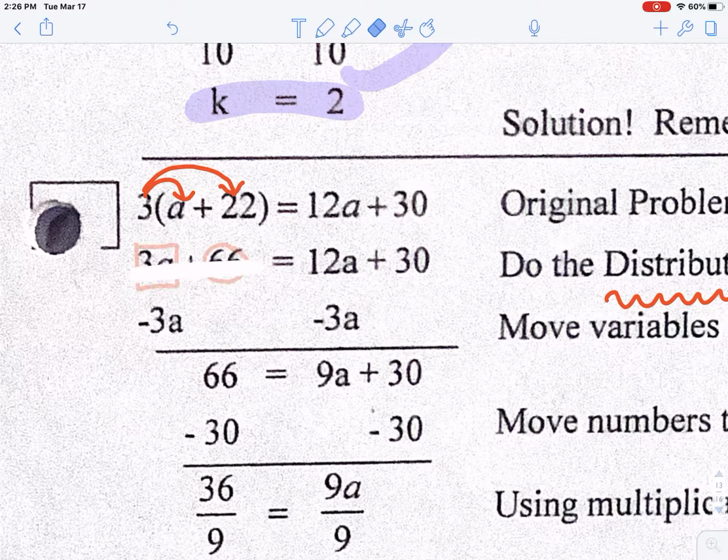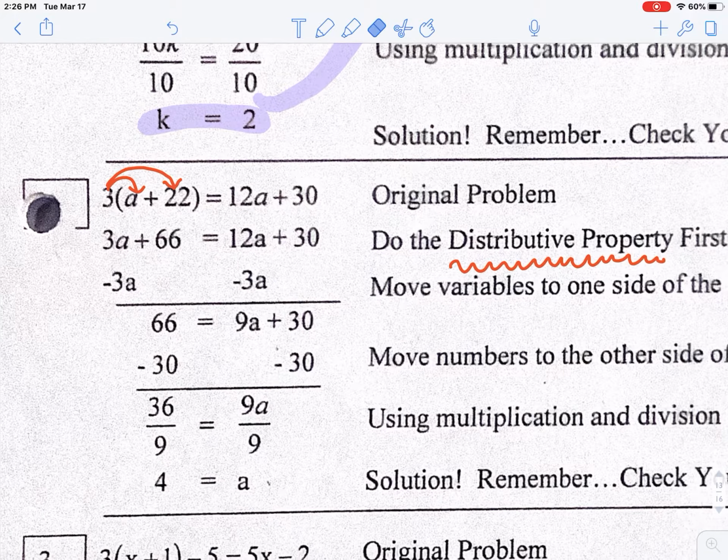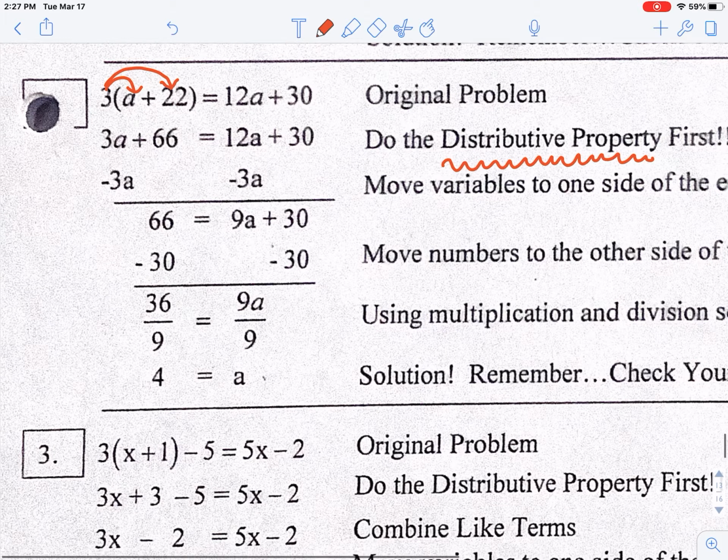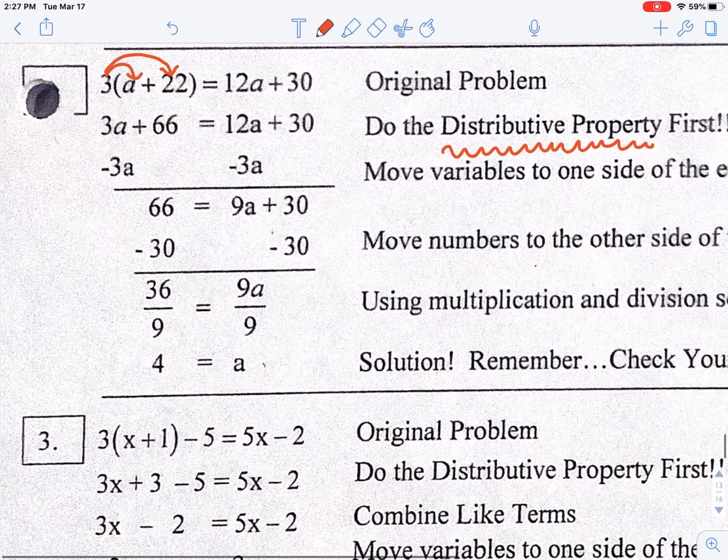So once you have everything as simple as you can get on both sides, that's when you actually start moving the variables over. So technically speaking, they moved the 3a over to the right. You could have done minus 12a and minus 12a, but then you'd be dealing with a negative 9a on one side. So it's always better, you don't necessarily need to do this, but it's always better to subtract over so you have a positive variable. Again, you do not need to, but it might make your lives a lot easier.